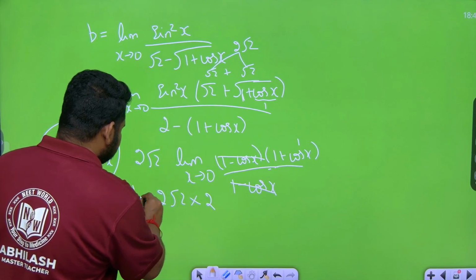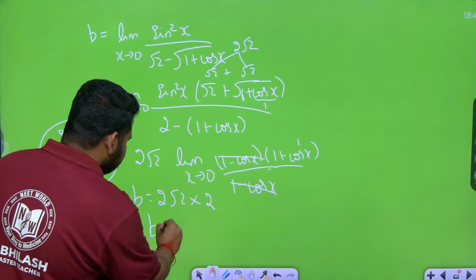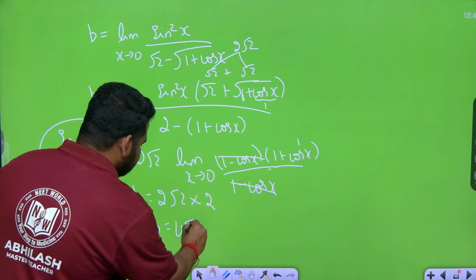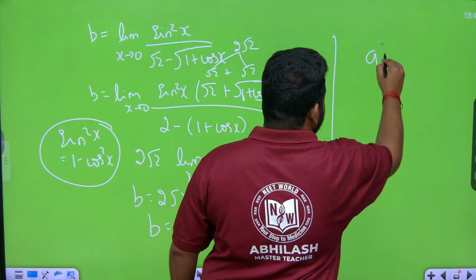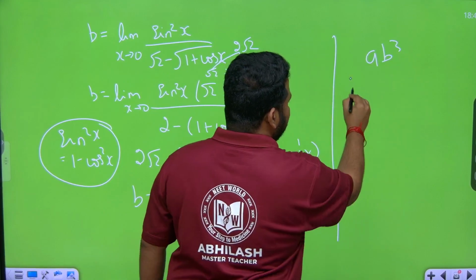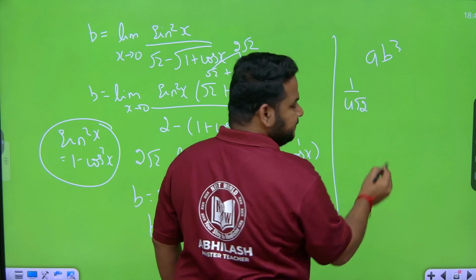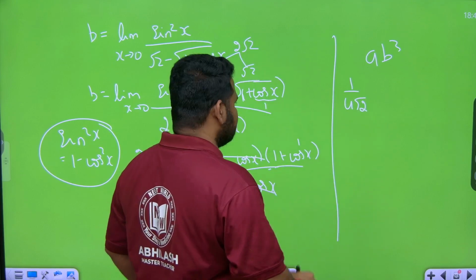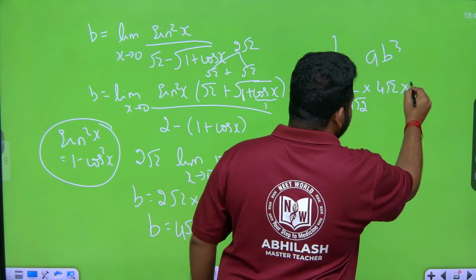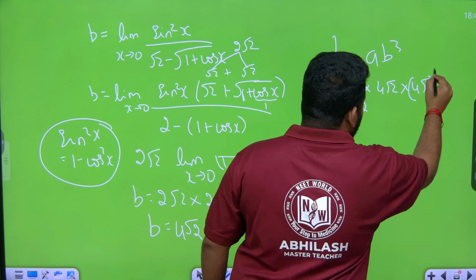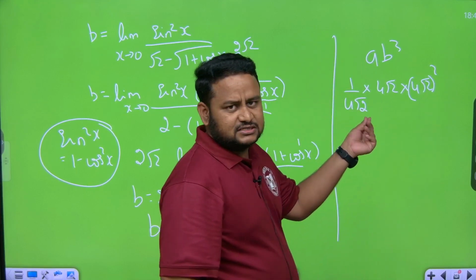So b value will be equal to 2 root 2 into 2, that is 4 root 2. What is the value that they are asking? They are asking a b cube. A is 1 by 4 root 2, and b is 4 root 2. So b cube I can write as b into b square.